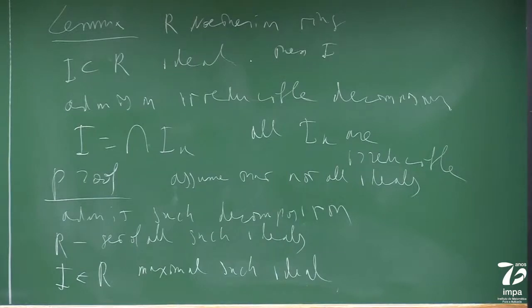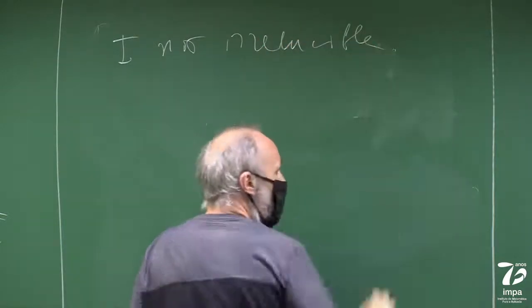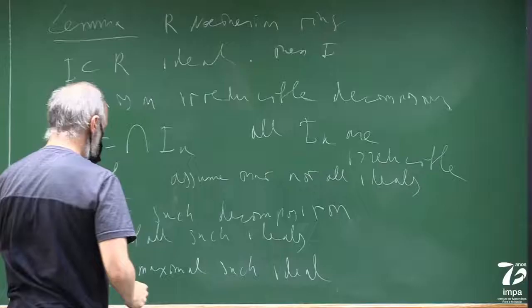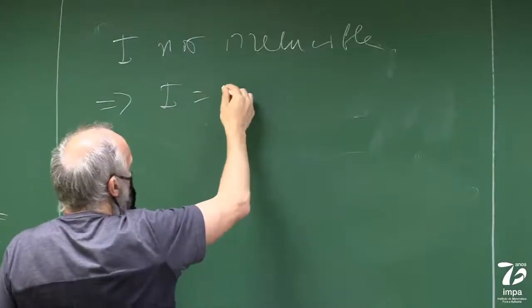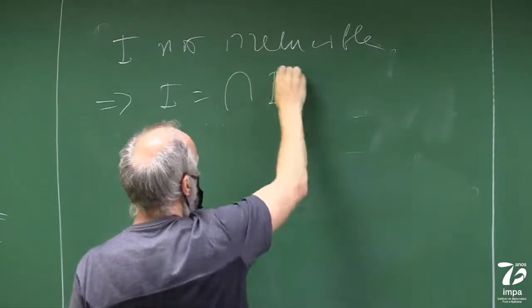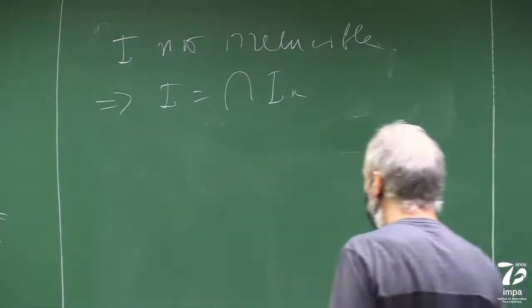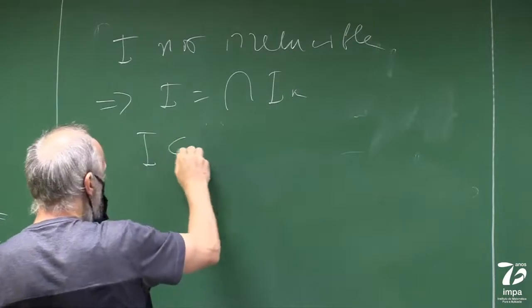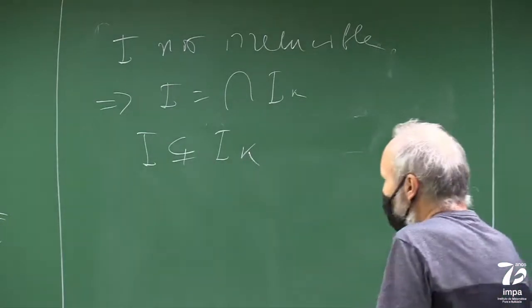Okay, then I is not irreducible, because an irreducible ideal has an irreducible decomposition: you take just I equal to I, and this will be your irreducible decomposition. And this implies that I is a non-trivial intersection of ideals I_k. Well, we don't know if they're irreducible or not, but what we know definitely is that I is strictly smaller than I_k. This is our definition of irreducibility.